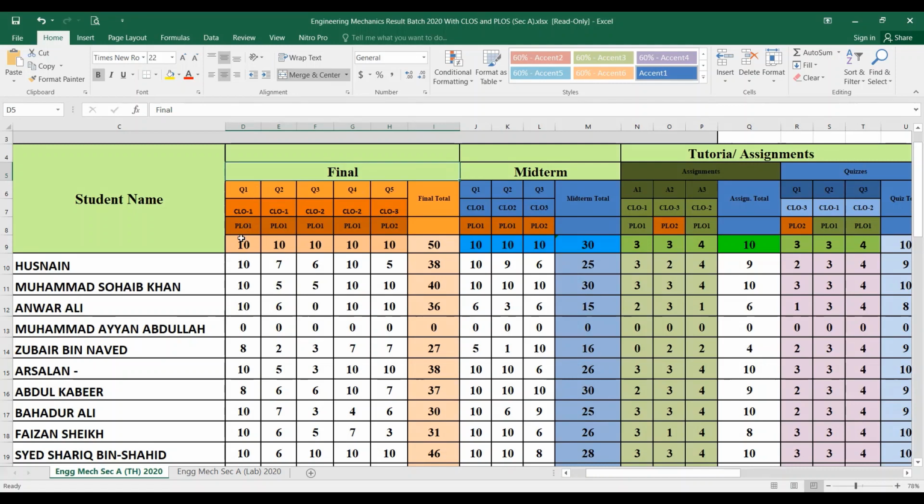And how was it mapped? CLO1 was mapped with PLO1. CLO2 was also mapped with PLO1. CLO3 was mapped with PLO2. So you have to make this Excel sheet like this.